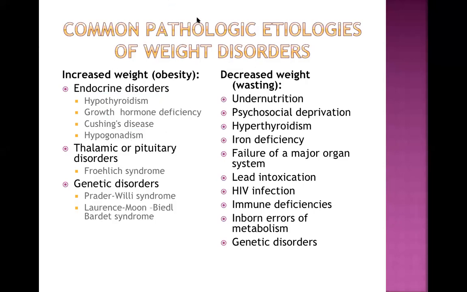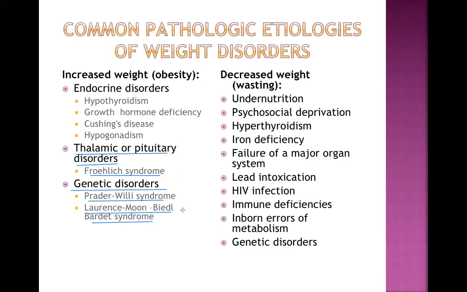Now, another important cause of obesity or increased weight is thalamic or pituitary disorder. One of the conditions is known as Froelich syndrome. This Froelich syndrome is characterized by obesity as well as hypogonadism. Obesity as well as hypogonadism, Froelich syndrome. Now, some of the genetic disorders also have obesity problem. They are Prader-Willi syndrome and Lawrence Moon Biedl Bardet syndrome.